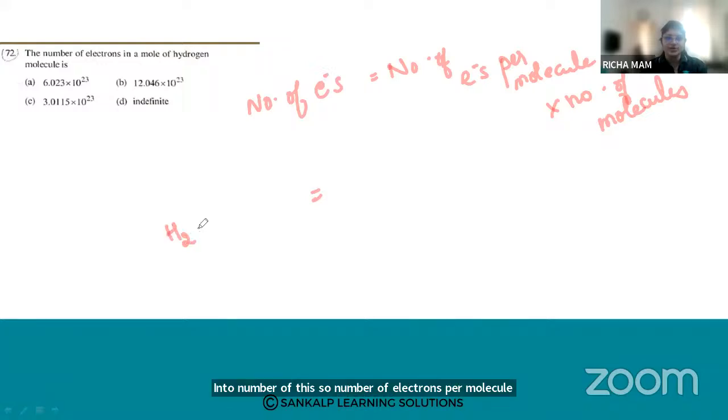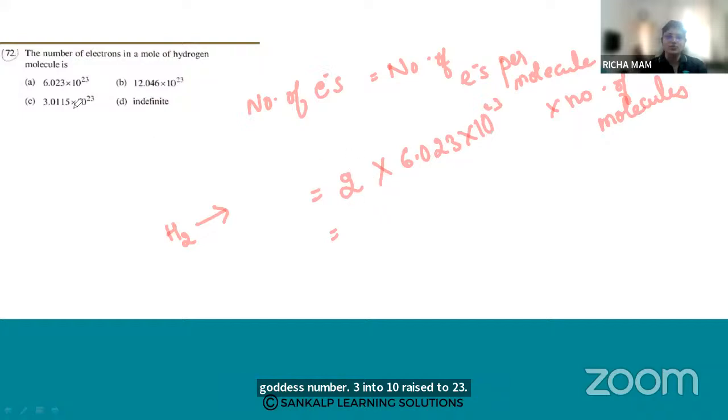So hydrogen molecule: each hydrogen will give 1 electron, so it will be 2 electrons, right? So electrons into the number of molecules, which is Avogadro's number, 6.022 into 10 raised to 23. It will come to 12 point something. So option number B. Yes, Madan, Neeraj, and Bhuvan, you have answered it correctly. So whenever mole comes, you have to multiply it by Avogadro's number. Okay, fine.